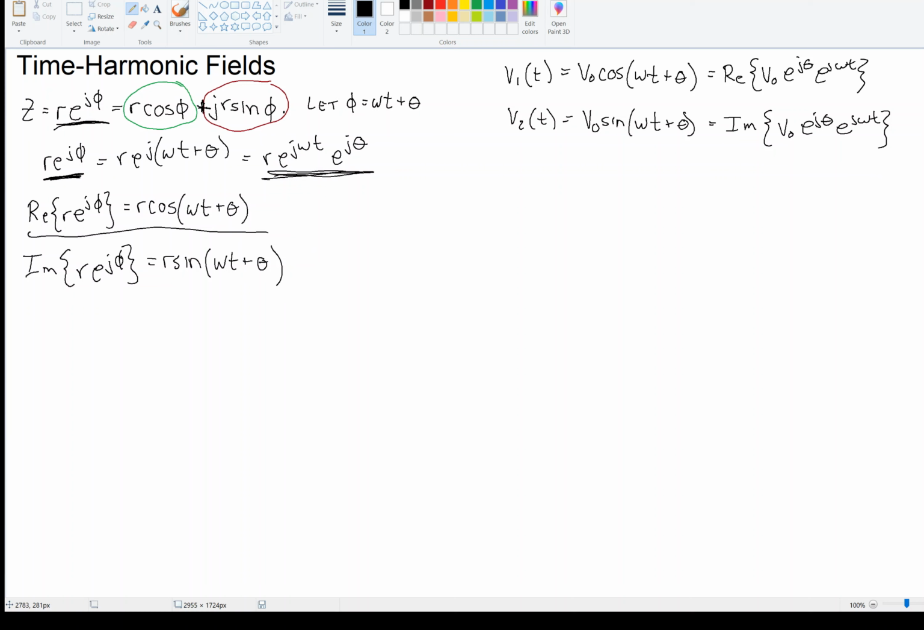Now, if I drop the time dependence, if I look at just the thing inside the brackets, I've dropped the time dependence. This is what we call a phasor. And in this case, since V0 is representing a voltage, we would call this the phasor voltage.